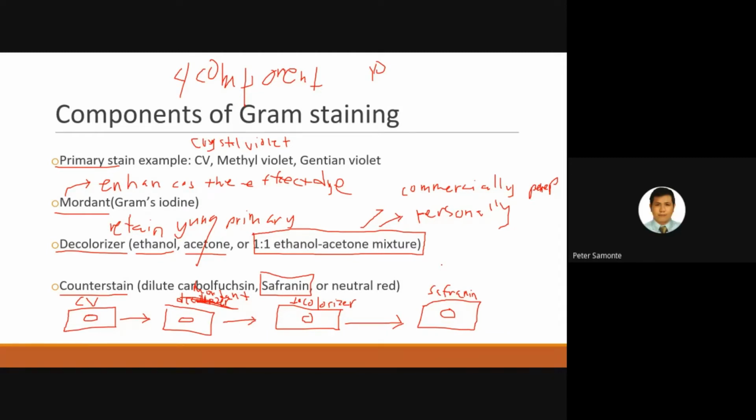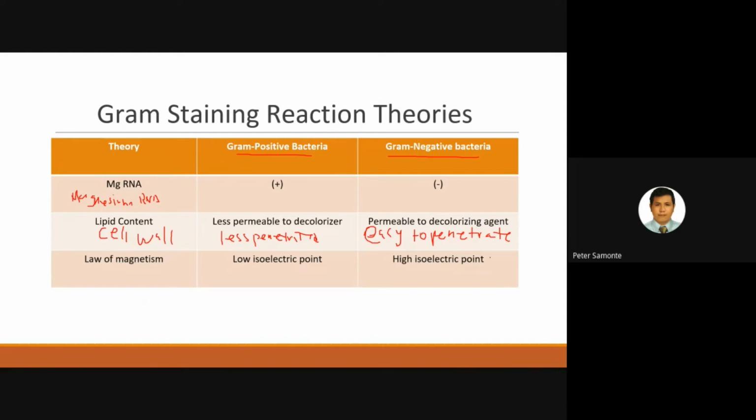Okay, good. Di ba, class, earlier, balik tayo. If your bacteria, class, is gram negative, imagine this would be your bacteria, but a gram negative one. Now, when you stain this with CV, the CV would penetrate it. The crystal violet, your primary stain. Now, they would now appear purple. Now, you would add your mordant. Then you would add your decolorizer.